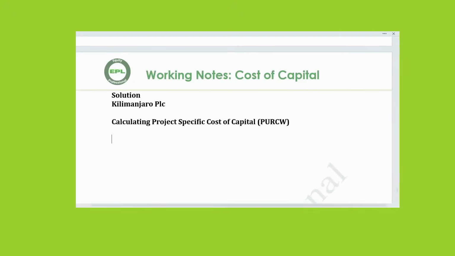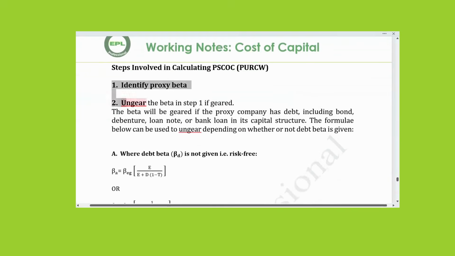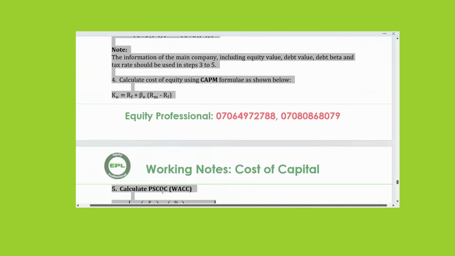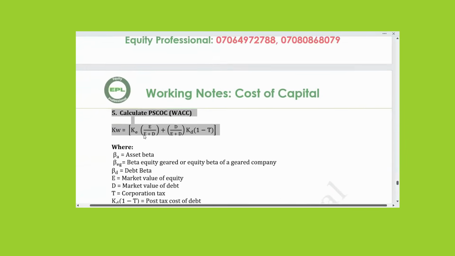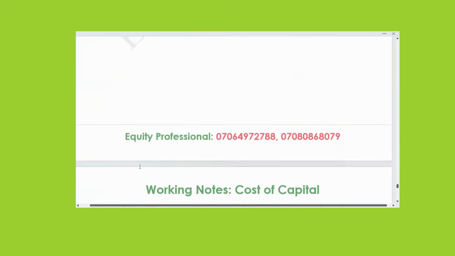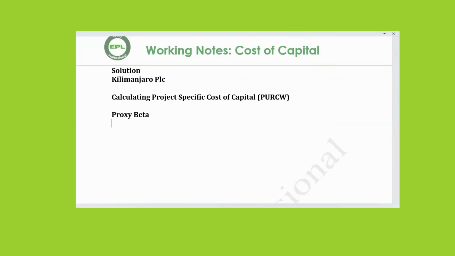All right. So the first step is to identify the proxy beta. There's no need for you to say identify the proxy beta. Simply say proxy beta. All right. Let me copy all those steps that we have before to make life easier. Anyone I don't need, I will remove it. I don't need all this explanation.